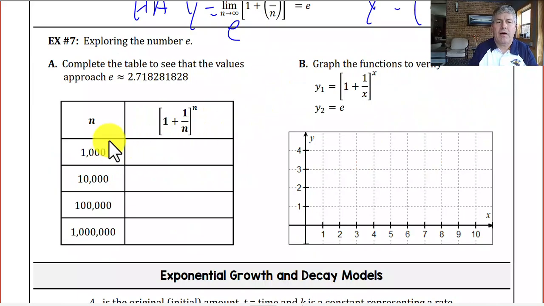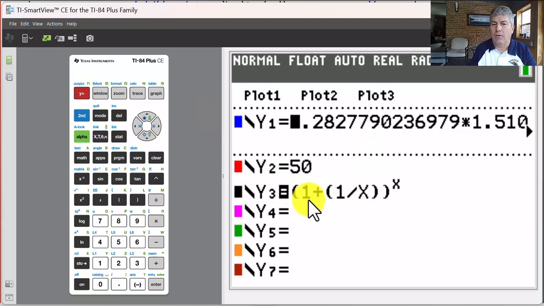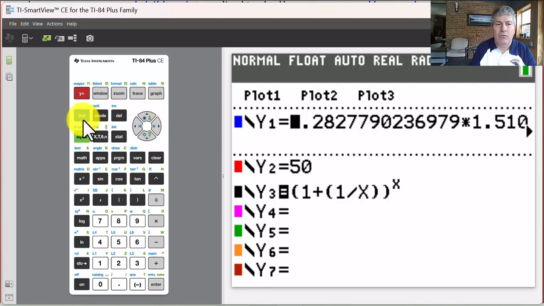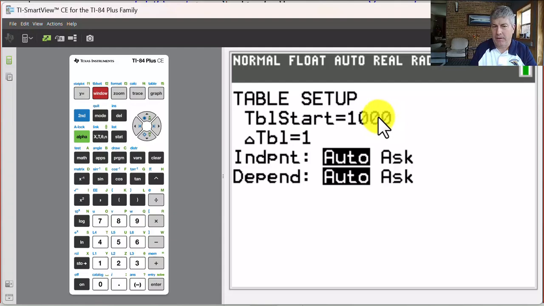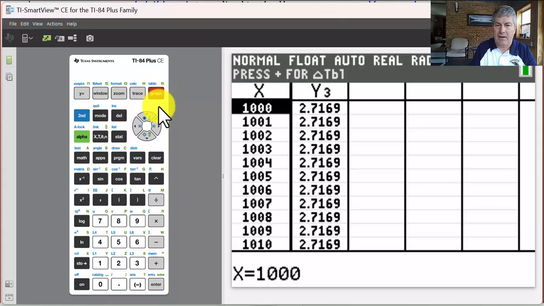So in example 7, they ask us to complete a table to see what the output values are when we input 1,000, 10,000, 100,000, and a million in for n, and what happens to these values. So I went ahead and put that function into my calculator under y3 here, and then use the table set. So second window, second table set, and I start my table at 1,000. That's the first value that I want.